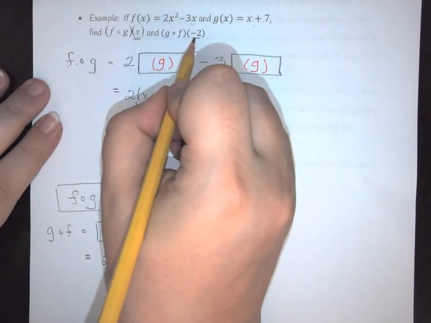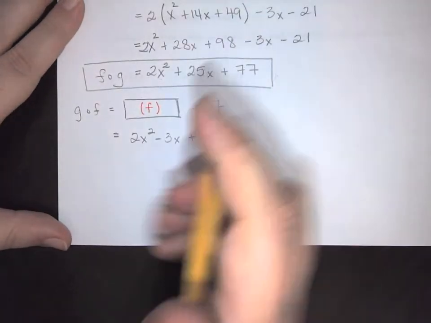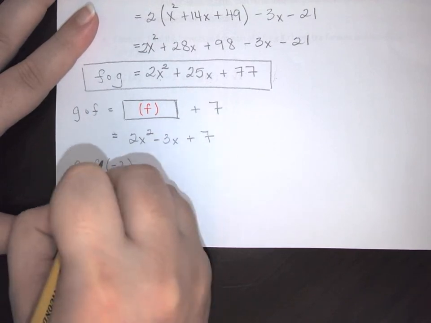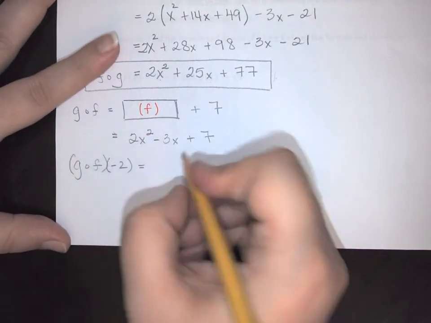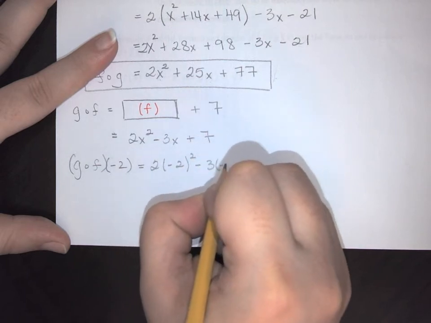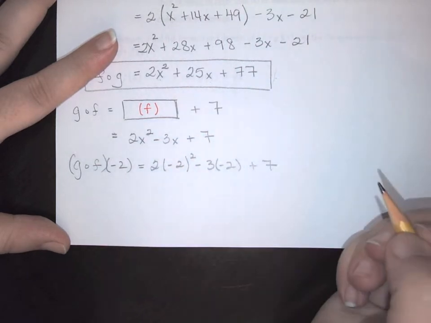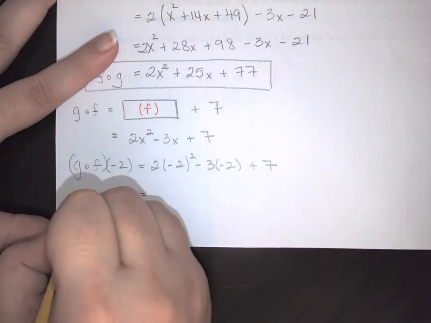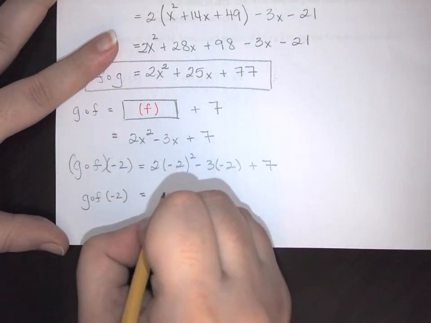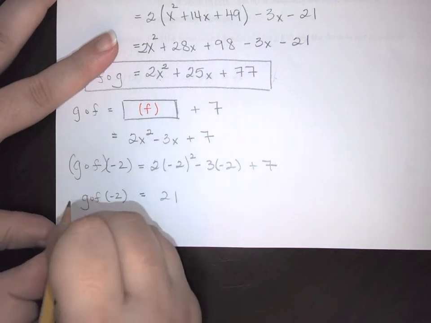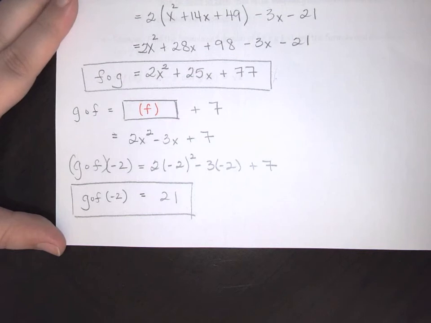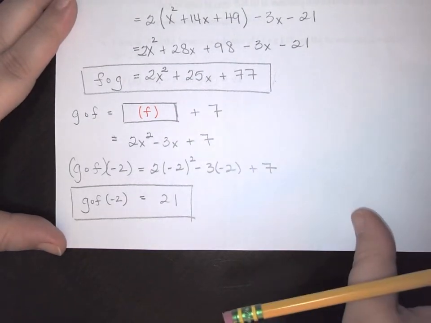In this problem, we are evaluating at -2. So when we do g of f evaluated at -2, what that means is anywhere you have an x becomes a -2. When we finish that out, our g of f at -2 is going to end up being 21. And there is your second result, composition.